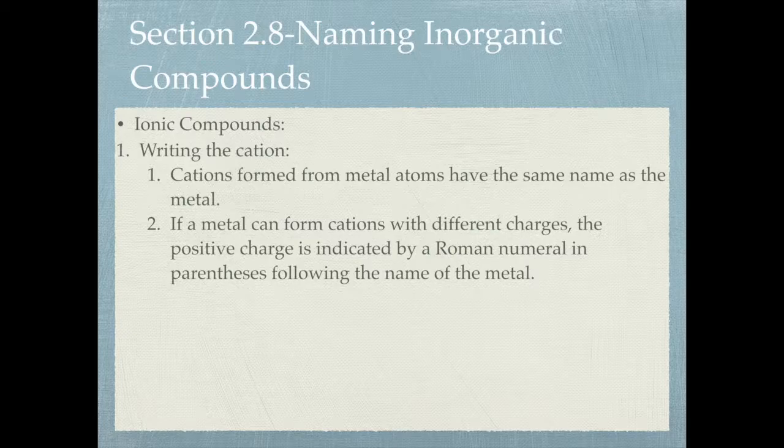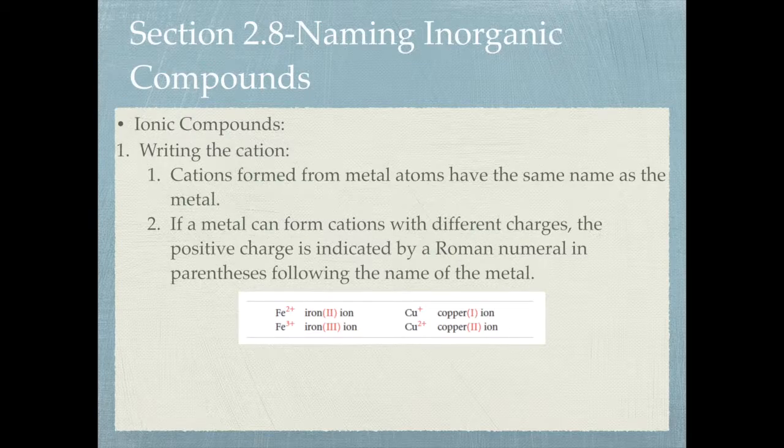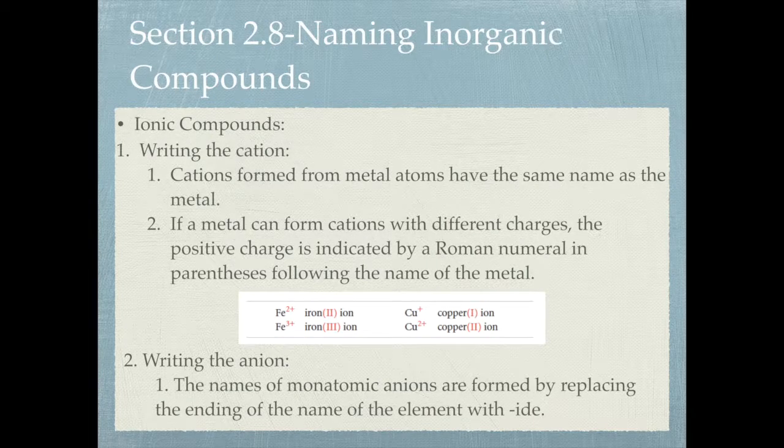However, if I have a metal whose charge I do not know or can have different charges, specifically your transition metals, then you need to represent the charge as a Roman numeral. For example, if iron had a 2+ charge, you would represent it with iron with a Roman numeral 2 behind it in parentheses, and then you would continue on just like before. For iron 3, it would be iron with a Roman numeral 3. So that's for the cation. For the anion, you simply write the name of the monatomic anion, and then you add an IDE ending. So instead of chlorine, it would be chloride.